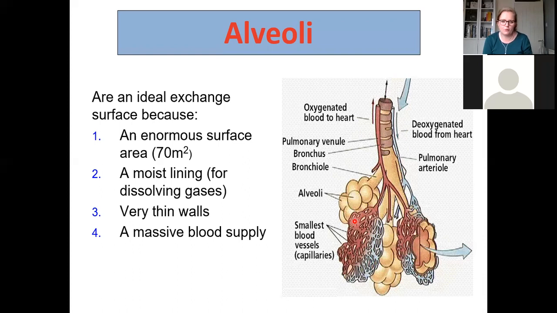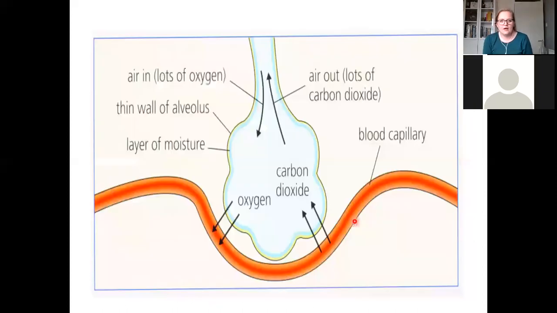I know I've put the word wall there. It will be used a lot in exam books, but just be very careful with the use of wall, that you're making it clear that you're talking about the membrane or the surface exchange area being thin, not a thin cell wall. And then the fourth thing that makes it a fantastic exchange surface is that it has got a massive blood supply, which is perfect because that's going to help a concentration gradient for all that diffusion to happen.